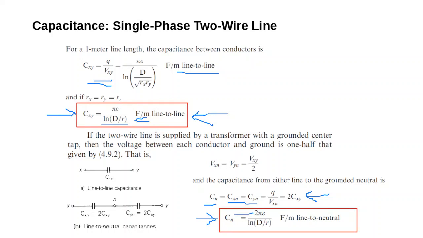Don't forget the 2, because you are measuring what? You are measuring from the conductor to neutral, from the line to neutral. Therefore, you will put 2. If you are going from line to line, there is no 2 in this. Exactly the same equation, it's just that there is no 2. We just multiply by 2, therefore we get the capacitance to neutral. And again, it's farad per meter.